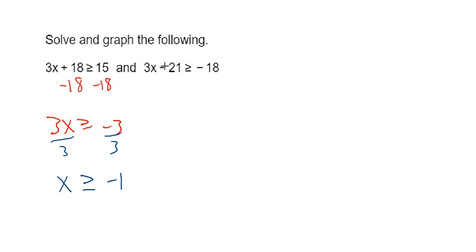Okay, let's go ahead and solve this other inequality for x. So we will start by adding 21 to both sides of the inequality. That'll leave us with 3x is greater than or equal to 3. And then we will divide by 3 on both sides.